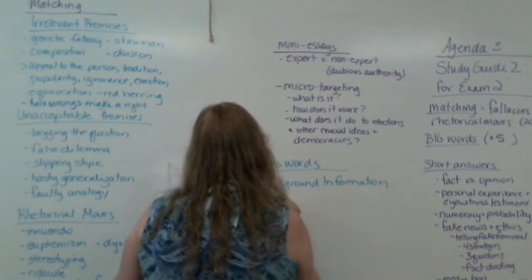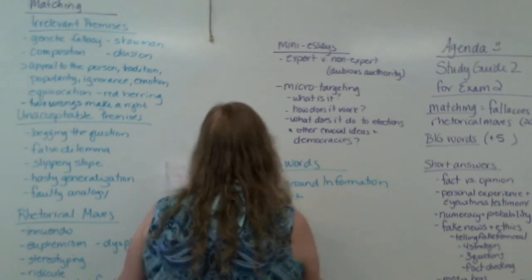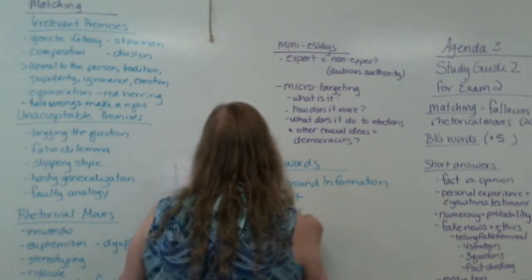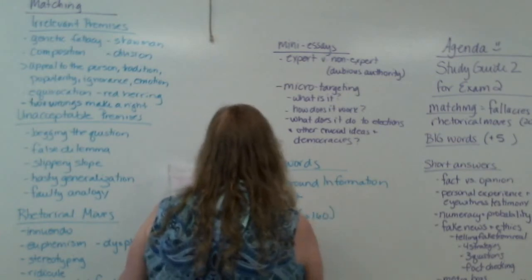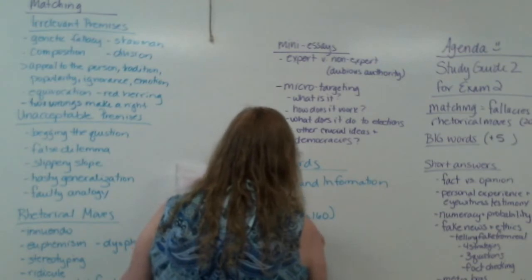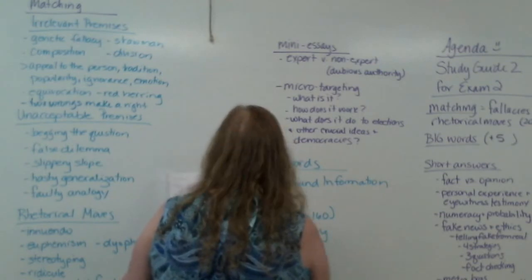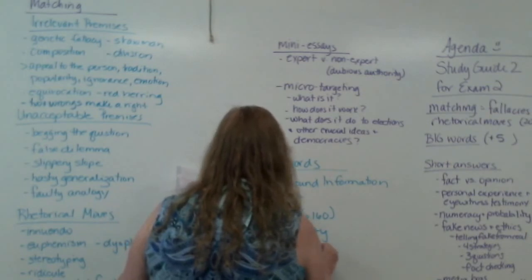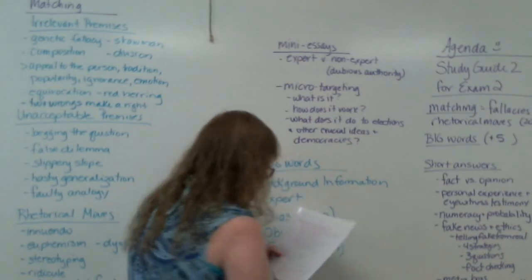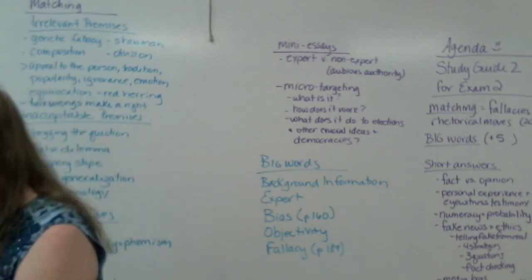Expert. Bias, and that's on page 160. Objectivity, also page 160. And then fallacy, which is on page 189. Okay? Those are your 5 new big words.